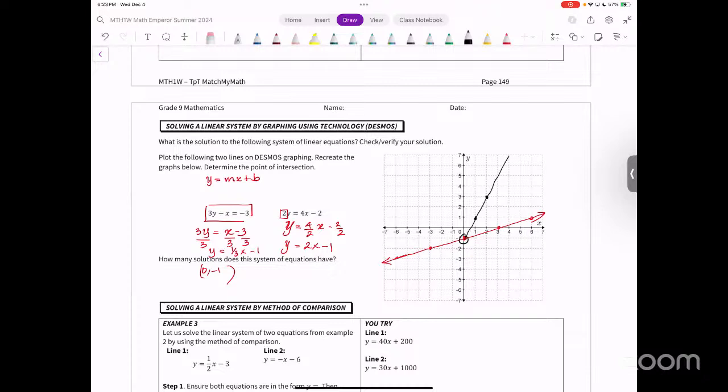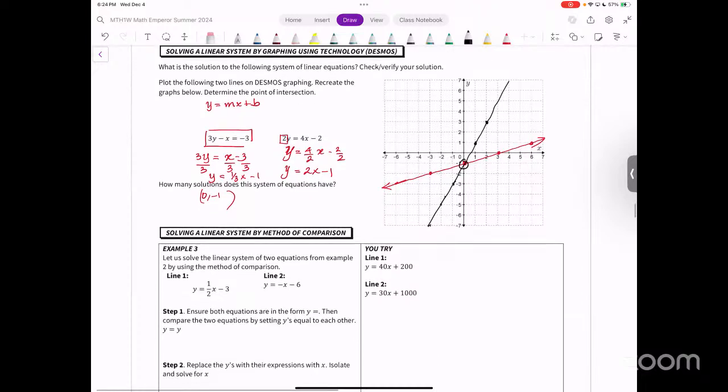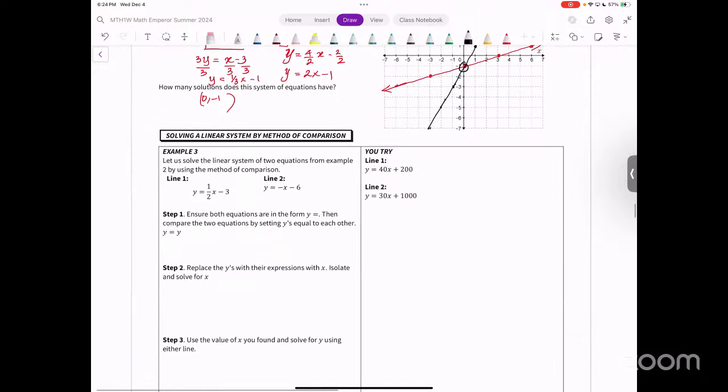Right? So we can also do that by graphing. That's how I prove it. So graphing also, just following that picture. All right. Now, let us solve the linear system of equations, for example, by method of comparison. What that basically means is ensure both equations are in the form of y is equal to, then compare the two equations to set the y's equal.